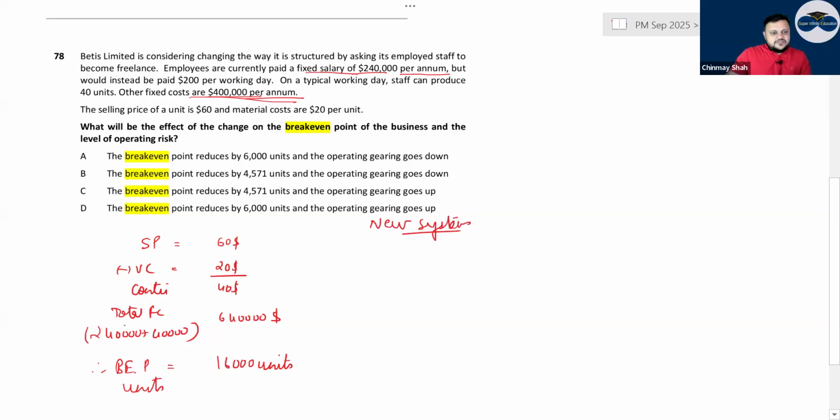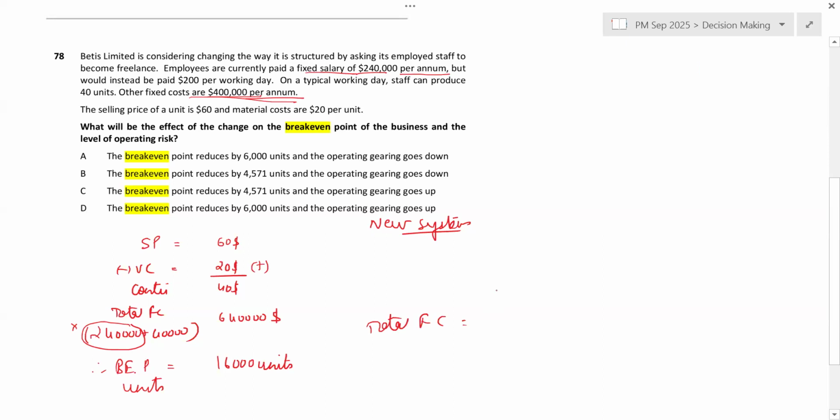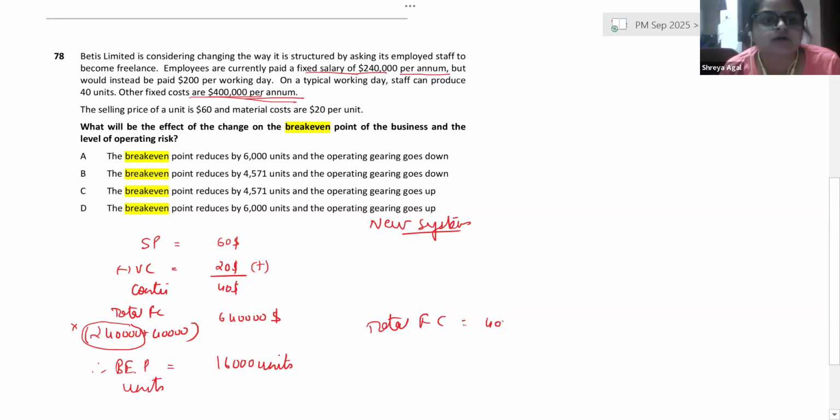Now in the new system, what will happen? You are going to say no salaries to be paid. We are going to make this a variable cost. See, $20 is there plus the new cost. In the new system we are very clear what the total fixed costs are going to be. Is it 640 or only 400? 400 only.